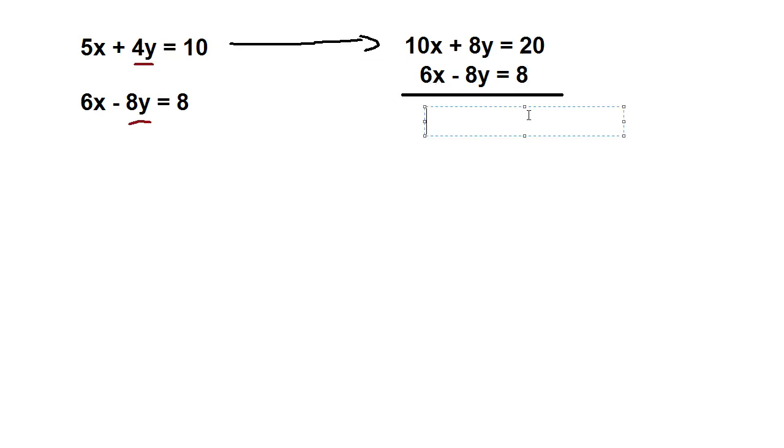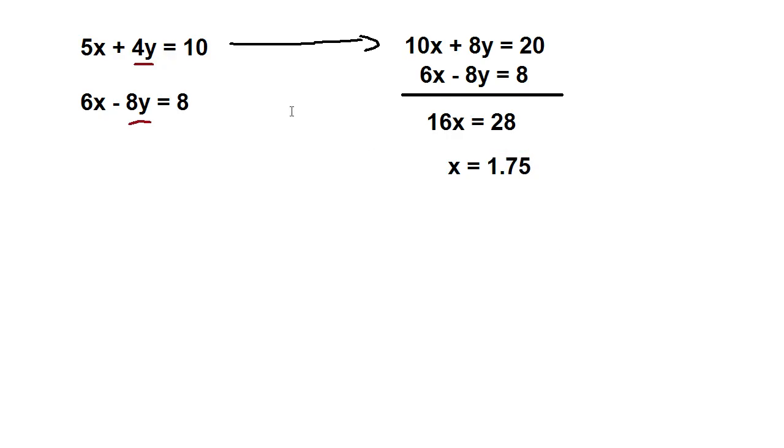To accomplish this, we can add 10x and 6x together, which gives us 16x. 8y minus 8y is going to give us 0, so I'm not even going to write anything here. And 20 plus 8 will give us 28. This allows us to solve for x very quickly. All we need to do is take 28 and divide it by 16, and this will give us 1.75, just like we got with the previous result.